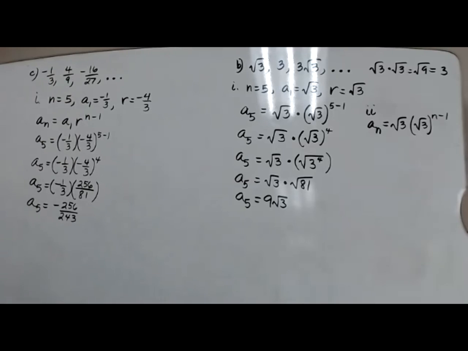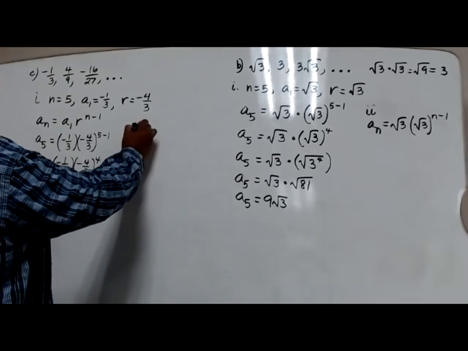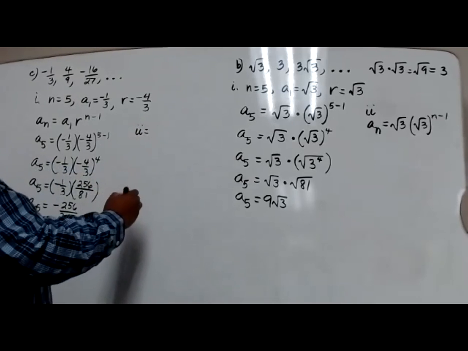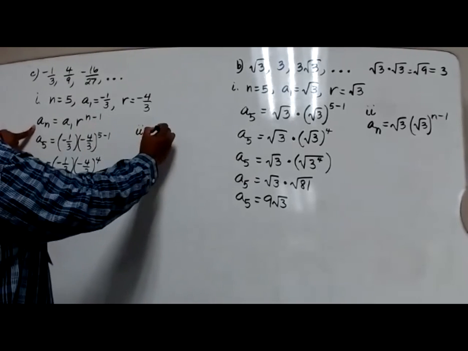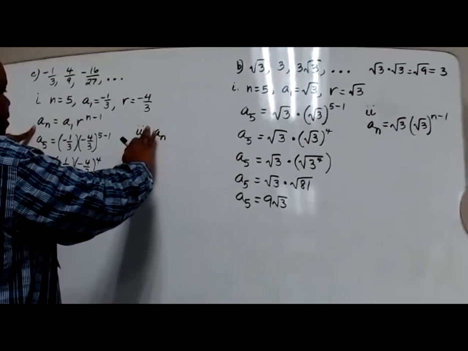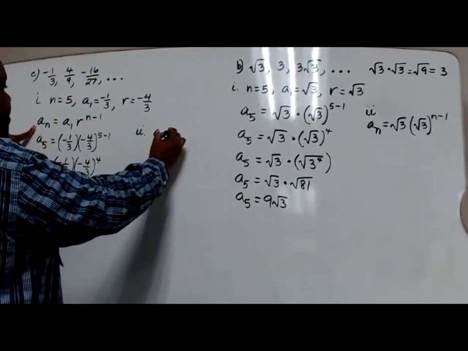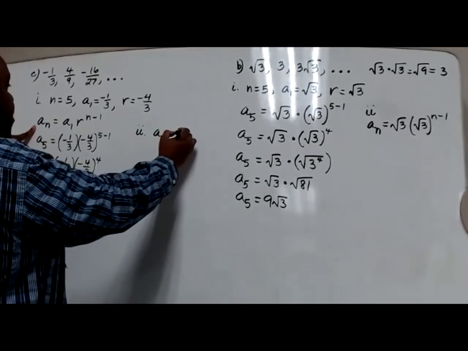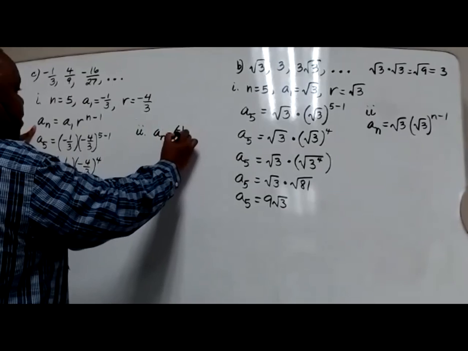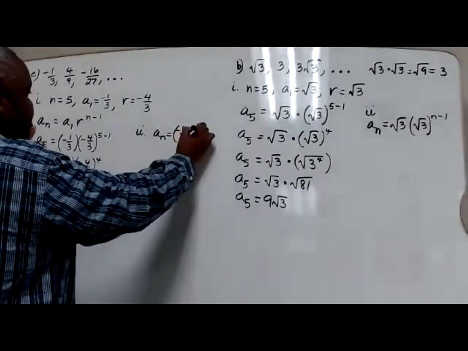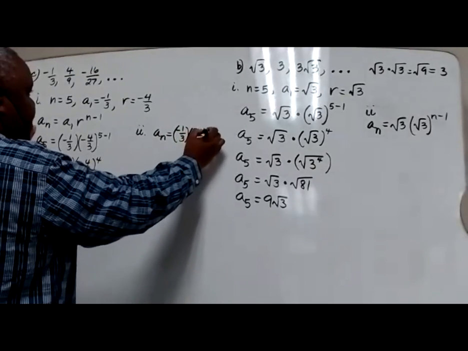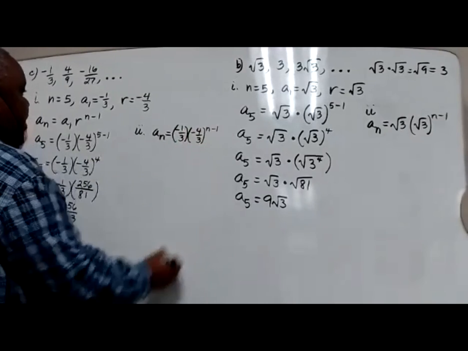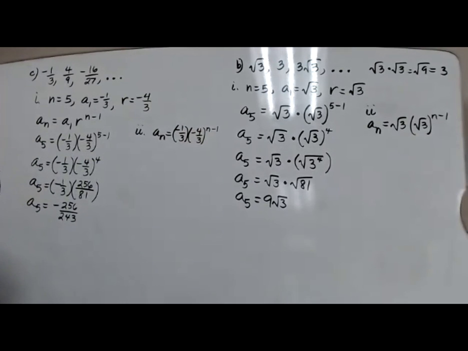And then for the nth term, we're still going to use this formula. So the a sub n is equal to a sub 1, that was the negative 1/3, times r, which is the negative 4/3, raised to the n minus 1. And that will be the general formula for the sequence that would fit this situation.